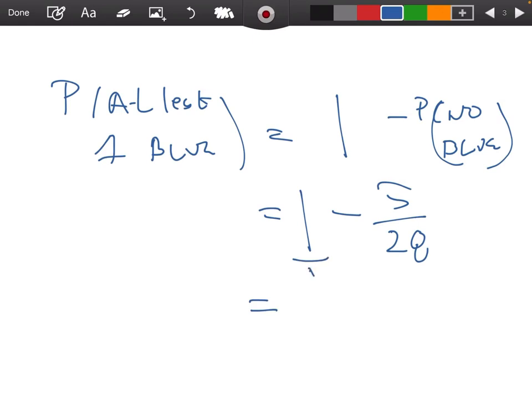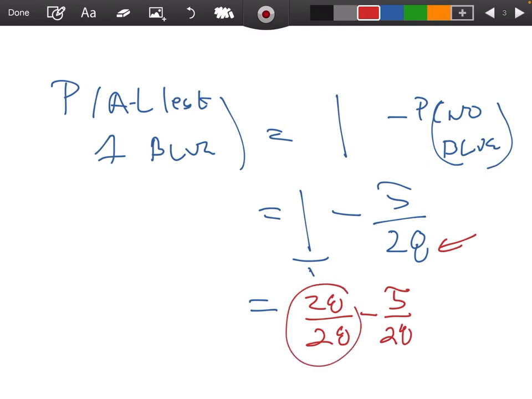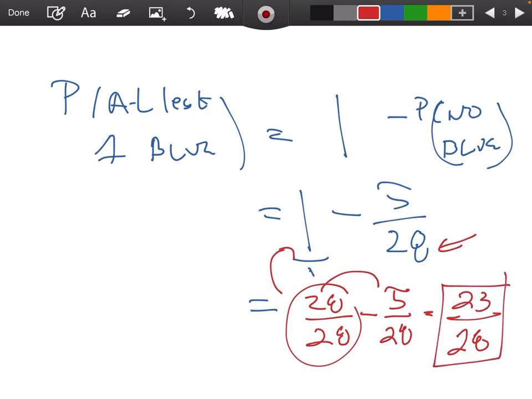Now I can think of that one as 1 over 1. And because 28 is my denominator, I'm going to think of this as 28 over 28 minus 5 over 28, right? So 28 over 28, because if you divide that, we really get 1. But I'm doing this for my common denominator business. So remember, my denominator is going to stay at 28. And 28 minus 5 should just leave us with 23. Hope this helps.